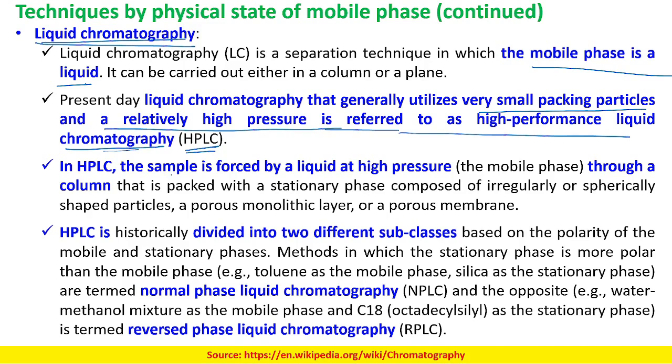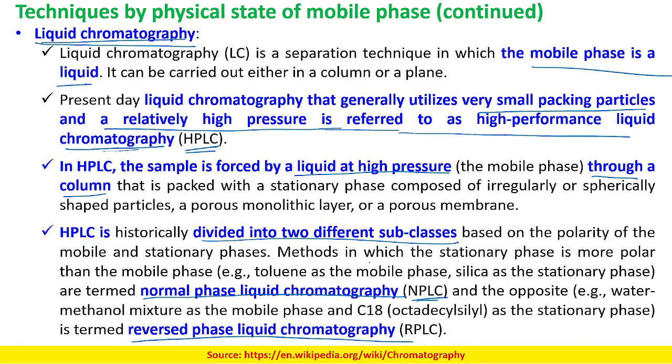So in HPLC, the sample is forced by a liquid at high pressure through the column. Now HPLC is historically divided into two different subclasses. The normal phase liquid chromatography, which is regarded as NPLC, and the second one is reverse phase liquid chromatography, RPLC. We have already talked about the nature of the stationary phase of the NPLC, and the nature of the stationary phase in the RPLC.